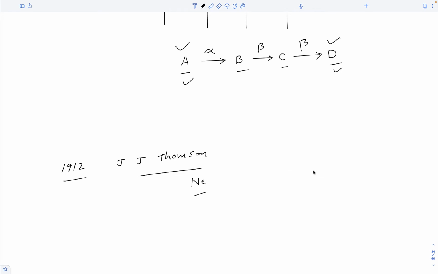He said atoms of an element are all identical and have the same mass. But Thomson found that neon atoms found in nature could have different masses. So this means atoms of the same element need not have the same mass. They could have different masses. We understood it for the first time in 1912.